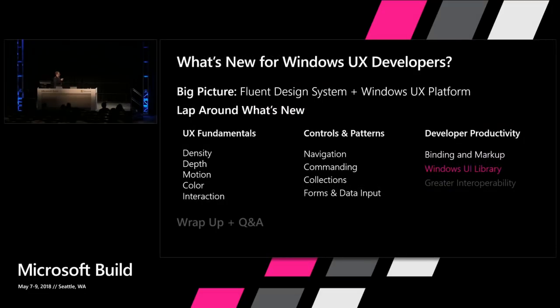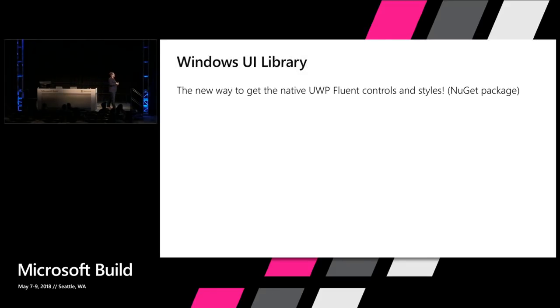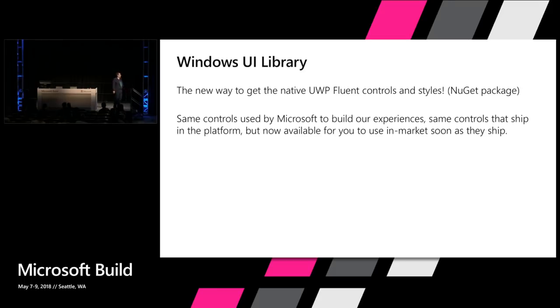The other developer productivity improvement, I think of it this way, that we've done is Windows UI Library. Kevin announced that this morning in the keynote. Really, it's the new way to get native UWP Fluent controls and styles. It'll be a NuGet package, and it's the same controls that we use at Microsoft, the same ones that ship in the platform. It's literally the same source code base, but packaged up and shipped to you as a NuGet package, so that you can use it in market right away.